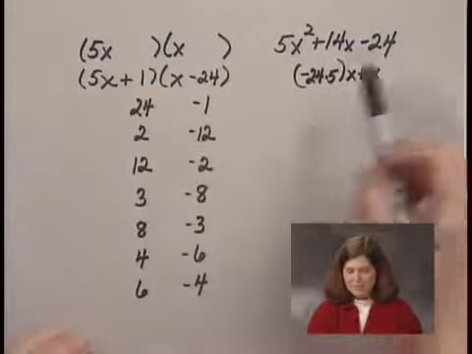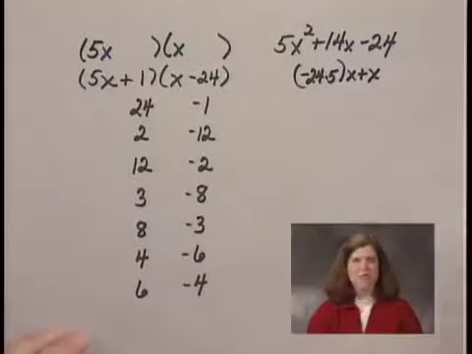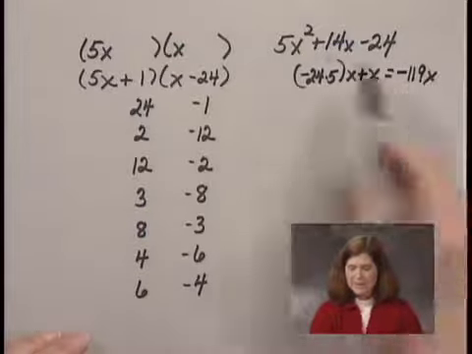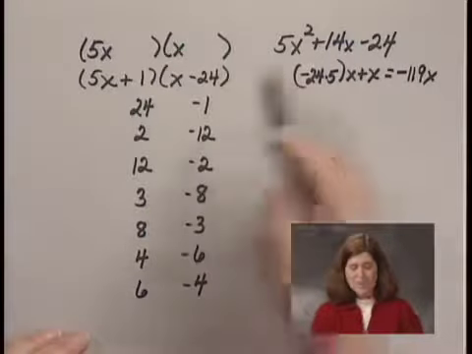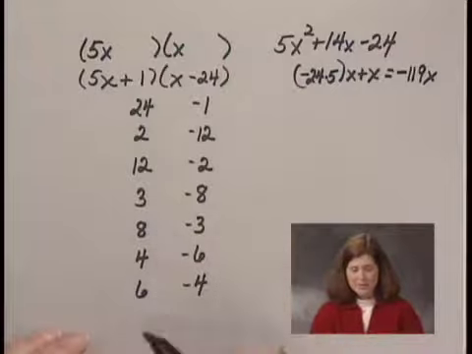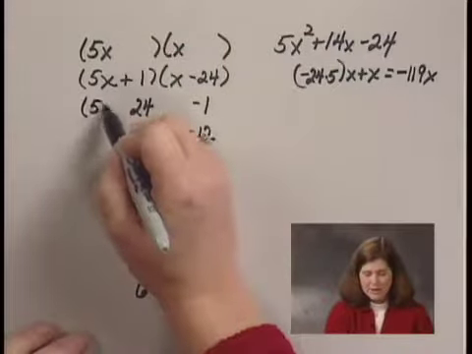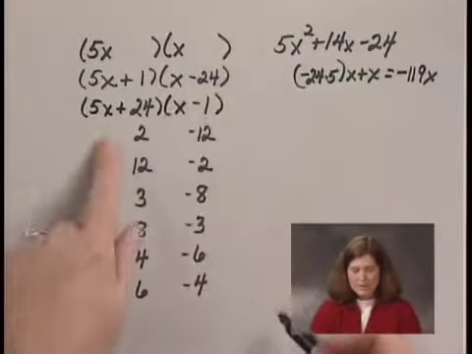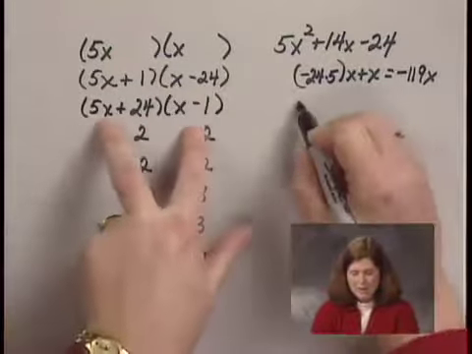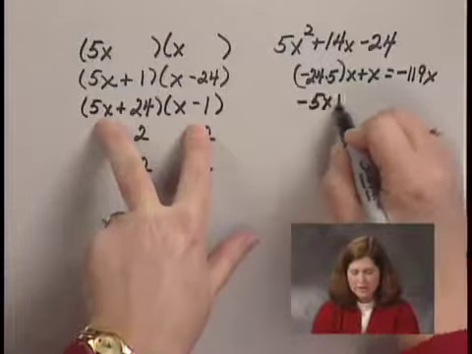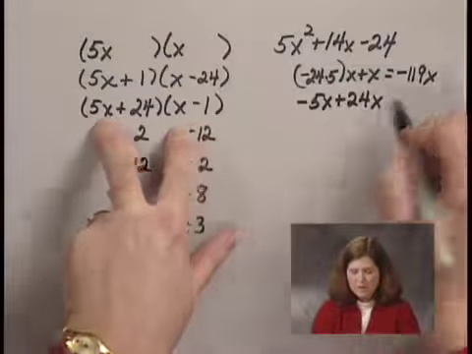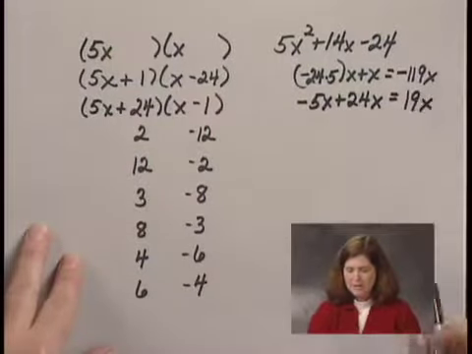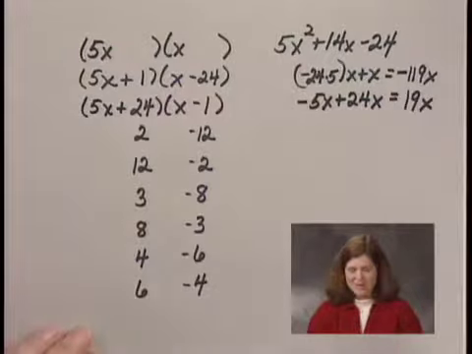It's negative 120 plus 1. That'd be negative 119x. It's much too big to be 14. So that one is not correct. So I'll try the next one. I have 5x plus 24 times x minus 1. My middle term then would be negative 5x plus 24x, which is 19x. That's close to 14, but not exact.